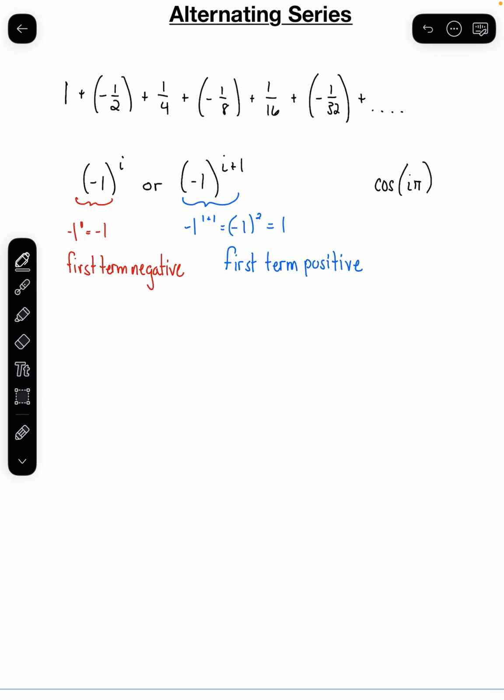It can be done with sine, although that becomes a little bit trickier because in order to have sine be +1 and -1, it needs to happen at odd multiples of pi over 2, which is going to become a little bit more difficult, as opposed to cosine, which is just integer multiples of pi. It is possible to create the alternating sign in these ways. That being said, the vast majority of the time, we will see our alternating series formed by the -1 to a power.